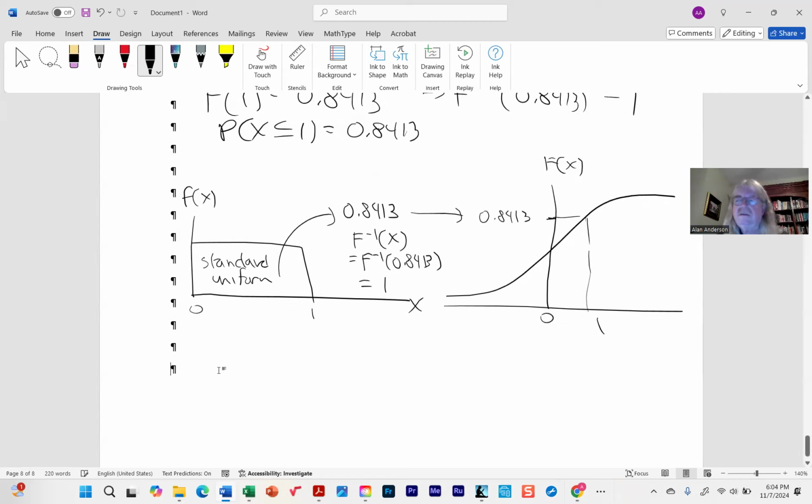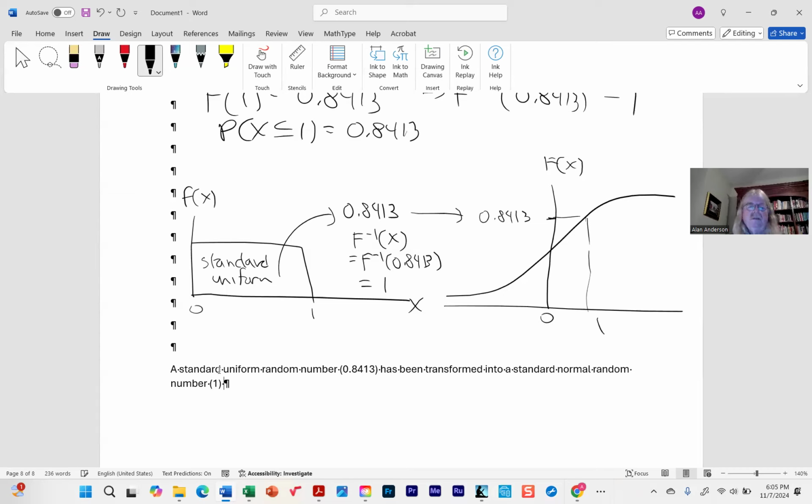So what I've basically done is I've converted a standard uniform random number into a standard normal random number by randomly simulating from a standard uniform distribution, and substituting it into the inverse CDF function, F minus 1, for the standard normal distribution.